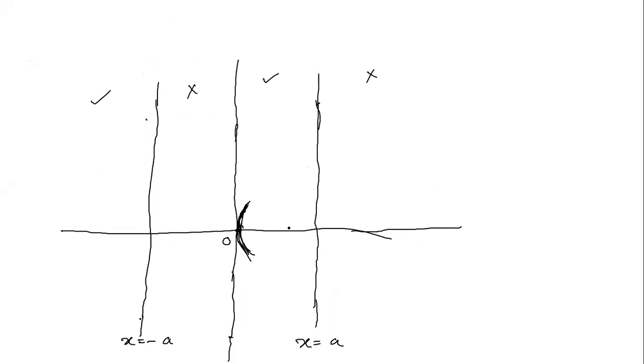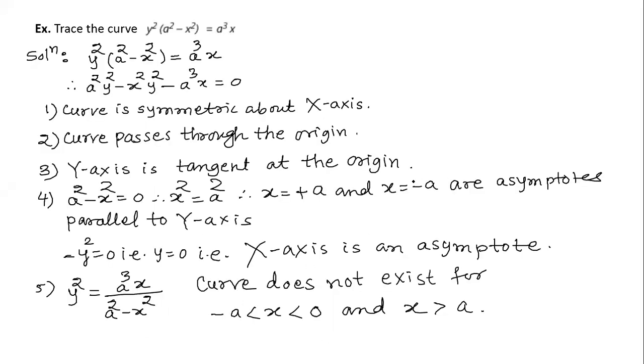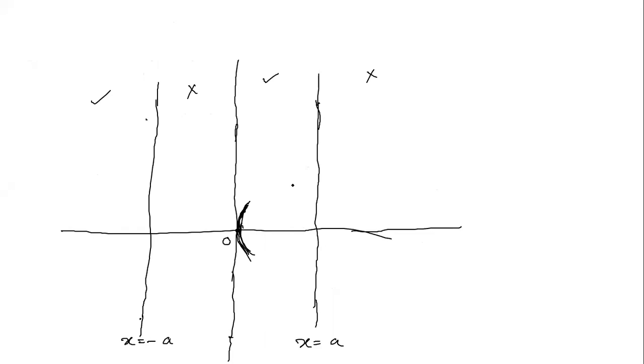And here we have said x equal to a is asymptote. So the curve is going to touch the line x equal to a at infinity at both the ends. Now the question is from left side or right side. We have seen that the curve does not exist to the right of x equal to a, so the asymptote must be from left side. So it will be going closer, closer, closer, and it will touch at infinity. The curve is symmetric about x-axis. So it will be going like this, like this, like this.